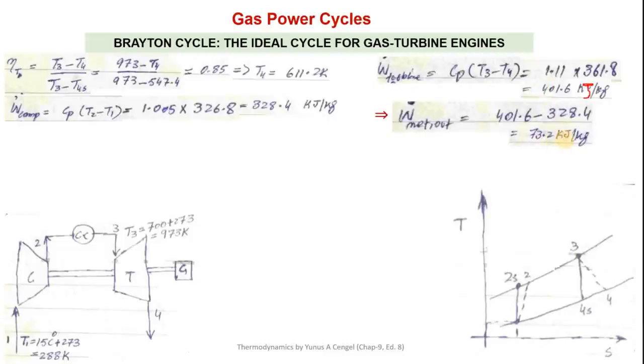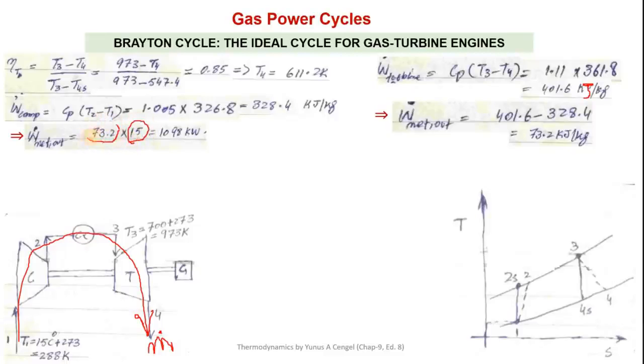Alright, so now we can find out the net work output in kilowatts, because that is the net work output for 1 kilogram of mass. The net work output for the whole mass, which is 15 kilograms per second, m dot, flowing in this cycle, is 15 kilograms per second multiplied by 73.2 kilojoules per kilogram. That is the work output or power output of the turbine, which is fed to the generator, and that is 1098, or about 1100 kilowatts.